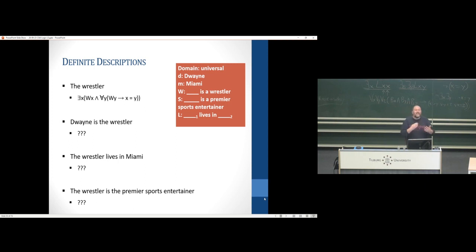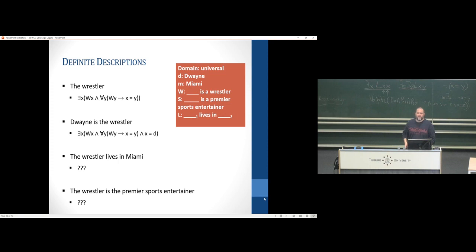Identity. We can use identity here. Our last bit can say x equals d. So again, we can paraphrase this as the wrestler is identical to Dwayne. There's at least one thing that's a wrestler. There's at most one thing that's a wrestler. And the one and only one thing that's a wrestler is Dwayne. So there is something that's a W. For all y, if y is a W, then it's identical to x. And that x is Dwayne.